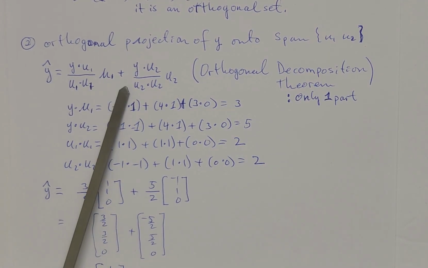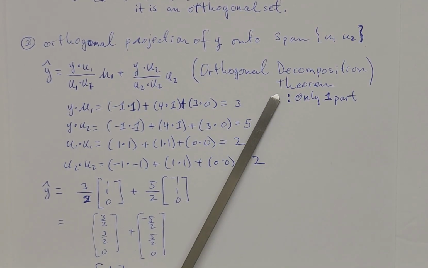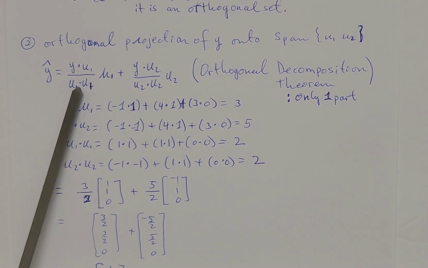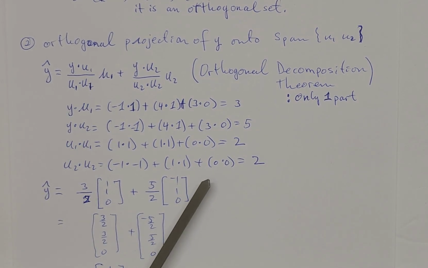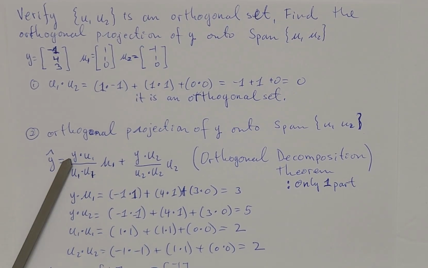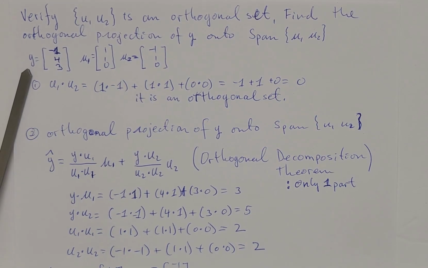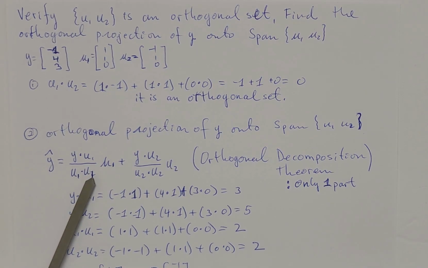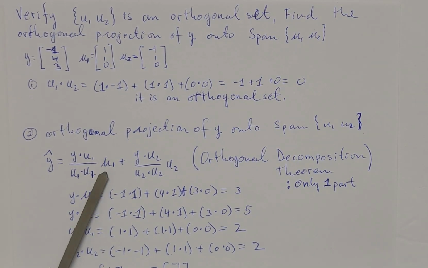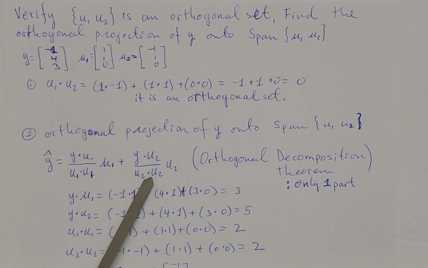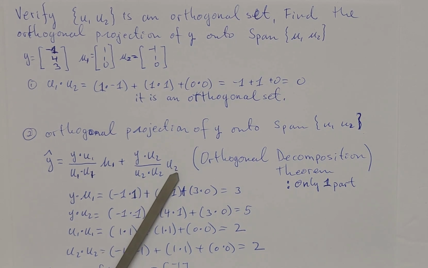So this is the first part of the orthogonal decomposition theorem. There is a second part. We will do that later. So this part is pretty much the same thing. We're just doing dot product of everything. So Y dot product of U1 divided by U1 times U1 itself again, and then multiply U1 again, plus Y times U2 divided by U2 times itself twice, and then times U2 again.